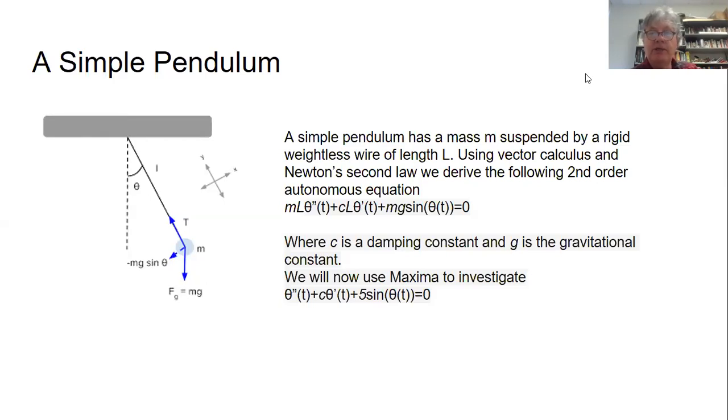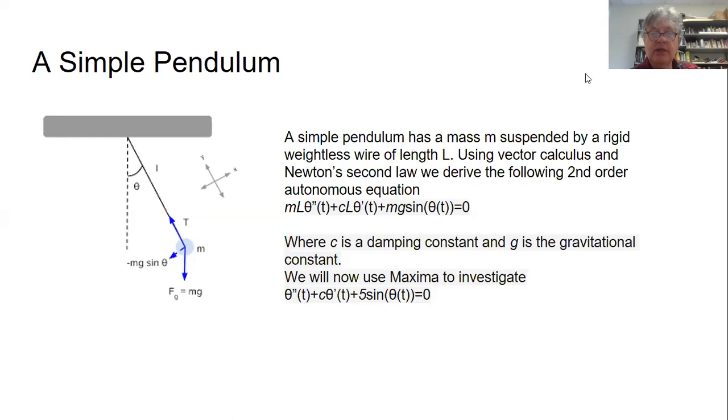And then you would have probably used the small angle approximation that sine theta is approximately theta to get a constant coefficient equation, which you can then solve. And the solution is a trig function. And if there's damping, it's a trig function times a negative exponential.